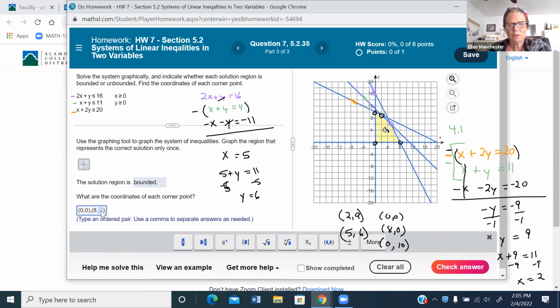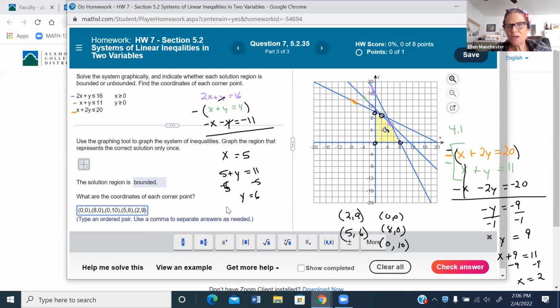Now I can do comma, put in another ordered pair: 8, 0. Comma, another ordered pair: 0, 10. Comma, another ordered pair: 5 and 6. Notice I'm putting the comma on the outside. That's what it asked me to do. And then 2 and 9. So I have 0, 0, 8, 0, 0, 10, 2, 9, and 5, 6. Those are all the corner points.